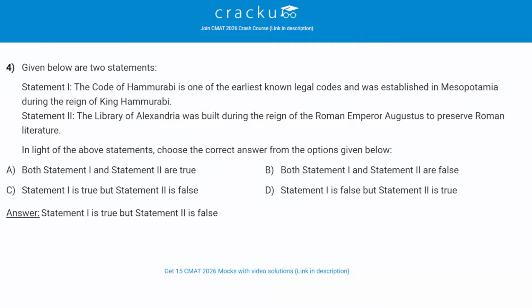In the next question, we have been given two statements. Statement 1: the Code of Hammurabi is one of the earliest known legal codes and was established in Mesopotamia during the reign of King Hammurabi. This statement is true. Statement 2: the Library of Alexandria was built during the reign of Roman Emperor Augustus. This is wrong. It was built in Egypt and was not related to Rome. So statement 1 is true, statement 2 is false, and the correct answer is option C.